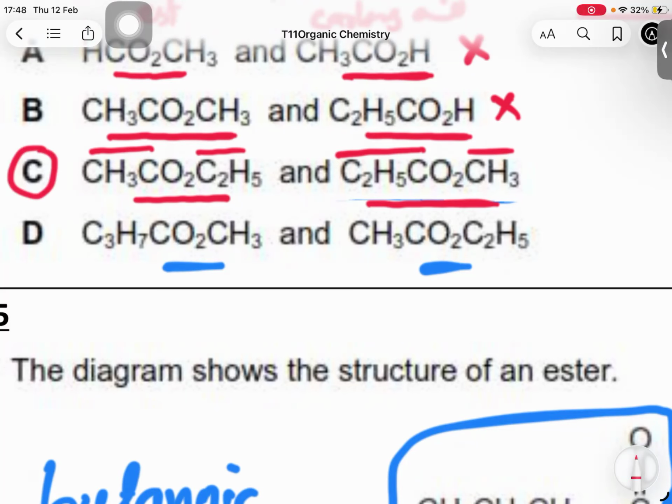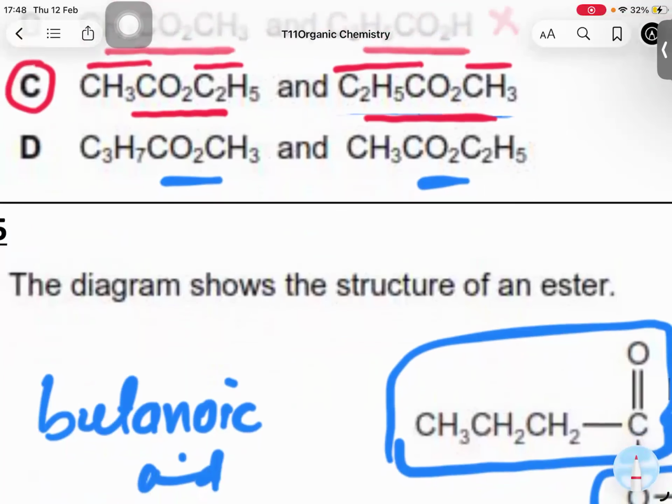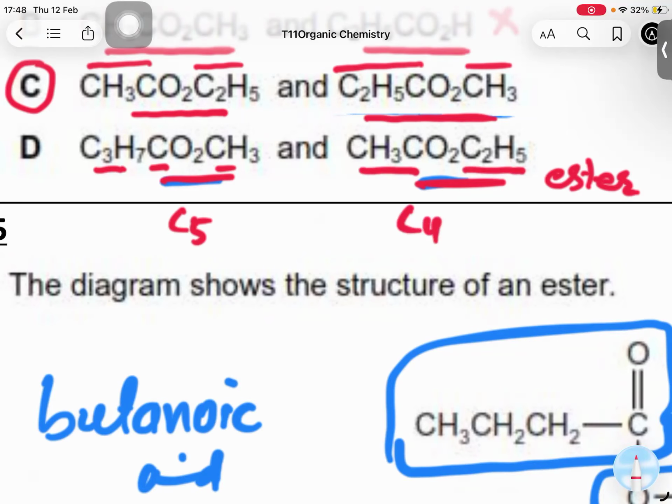Okay. What's wrong with D, by the way? They are esters, both of them are esters, but they are not structural isomers. Why not isomers? Because 3 plus 1, 4 plus 1, that is 5. This is a 5 carbon. And what about this? 2 and 2, 4 carbon. So the molecular formula should be the same to be an isomer.